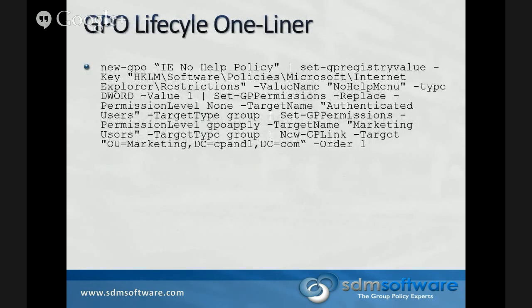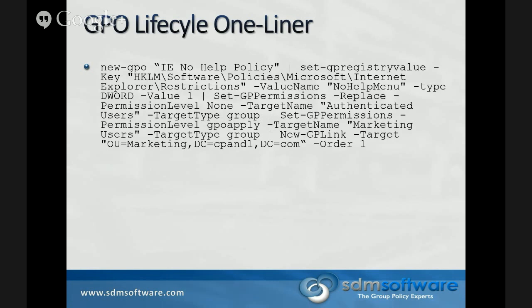So that's my one-liner. And what that's doing is creating a GPO called IE no help policy, setting a restrict help admin template setting, setting the permissions on the GPO. Let me see if I can use my pointer. Setting the permissions right here. Sorry for you guys down there, you're not seeing my pointer. I'm going to go through this on the console, so you'll see it in a second.